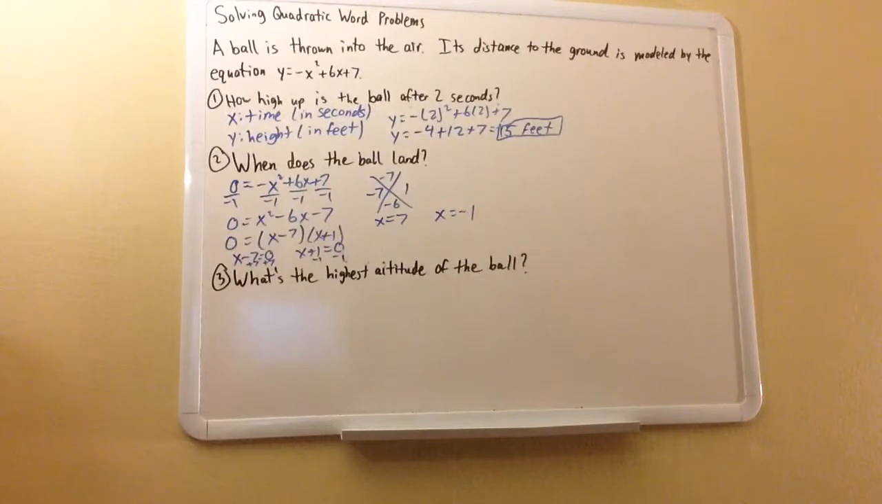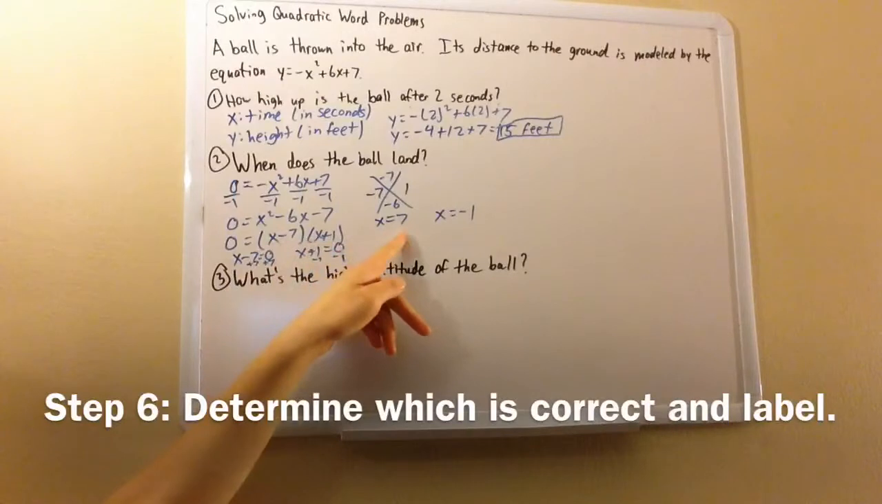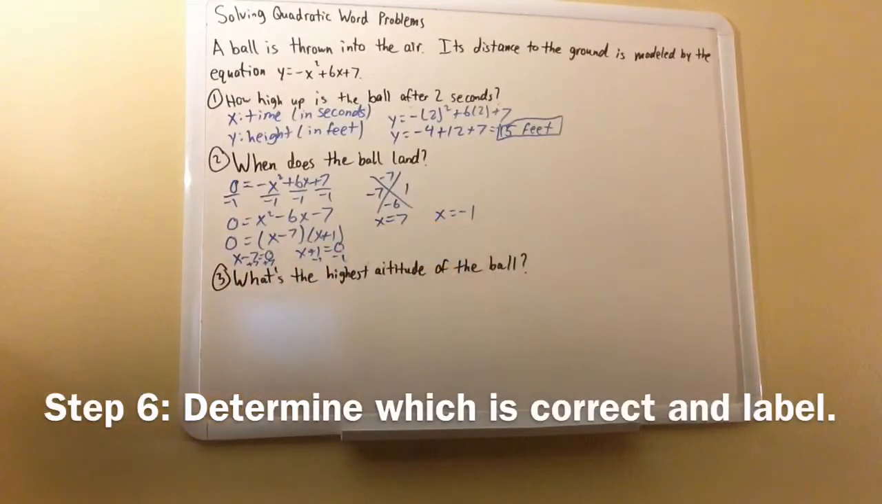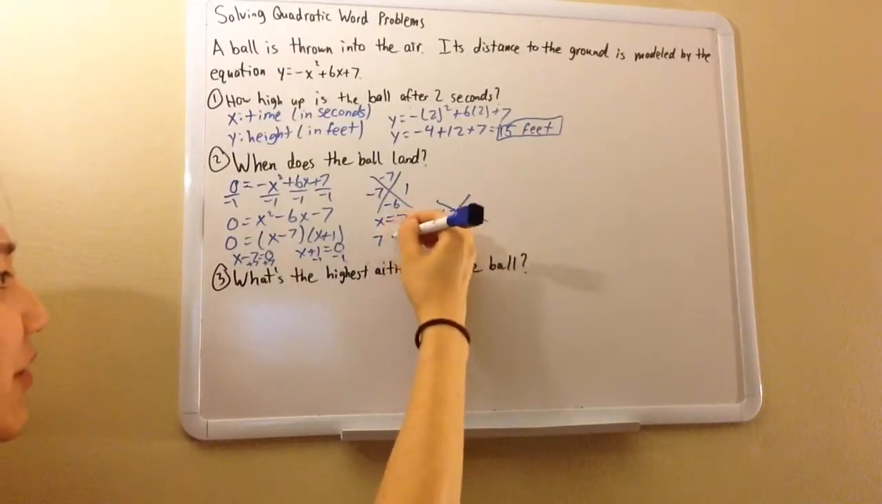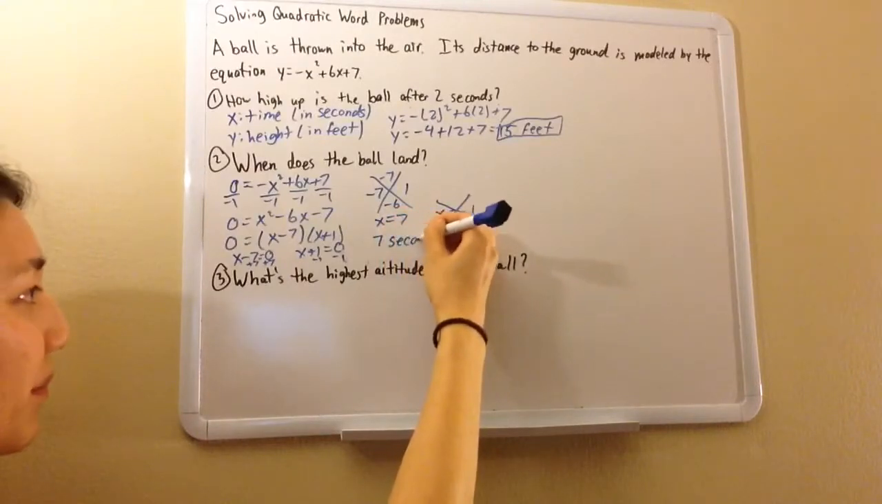Now I have to think about which one answers the question the best. The question again was, when does the ball land? And we're looking for a specific number of seconds. So we have 7 seconds, and we also have negative 1 seconds. Negative 1 seconds means we're going back in time by 1 second. That doesn't make sense for the problem. So that's not going to be our answer. Our answer is 7 seconds.